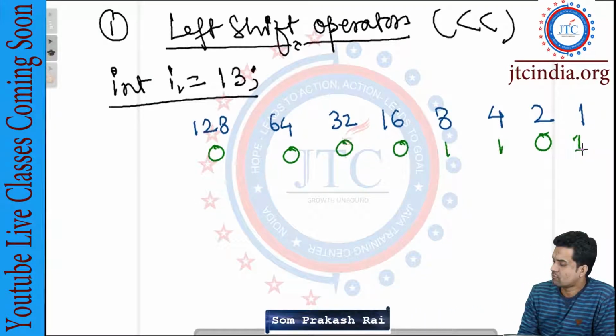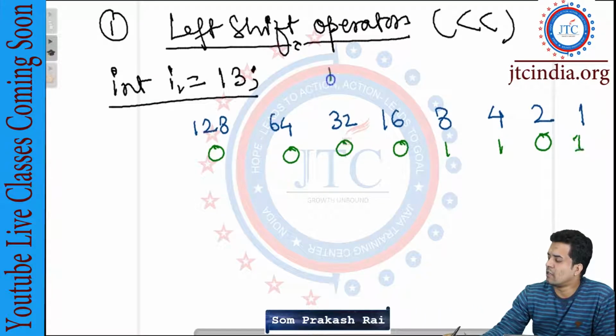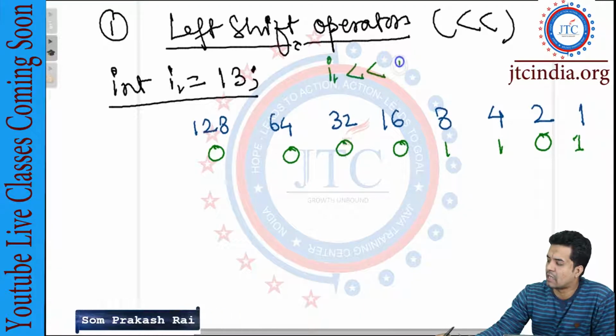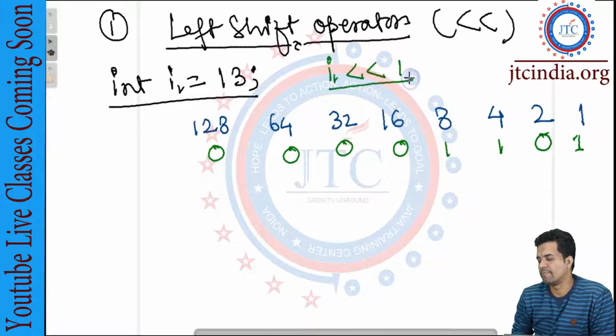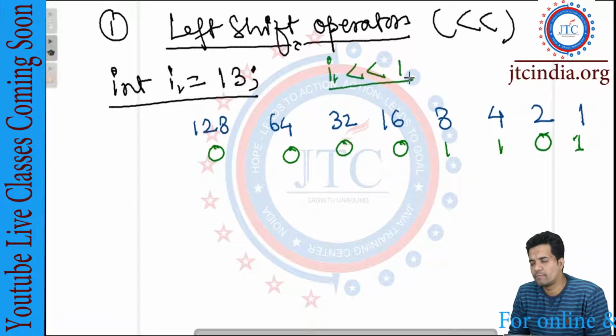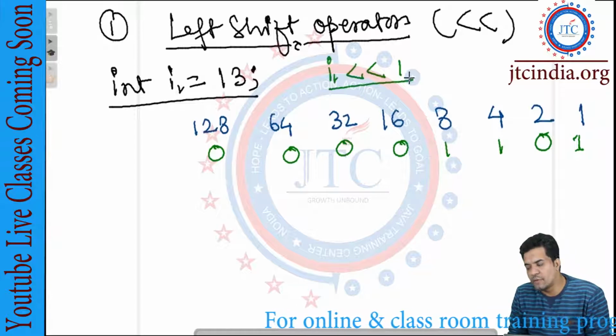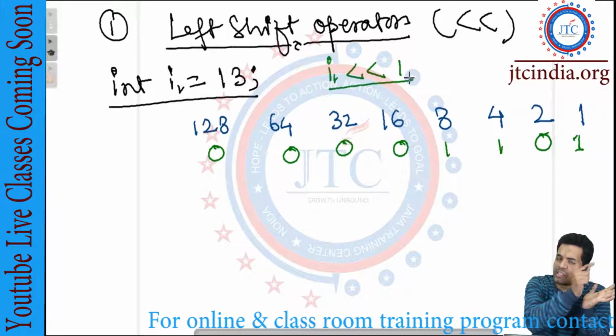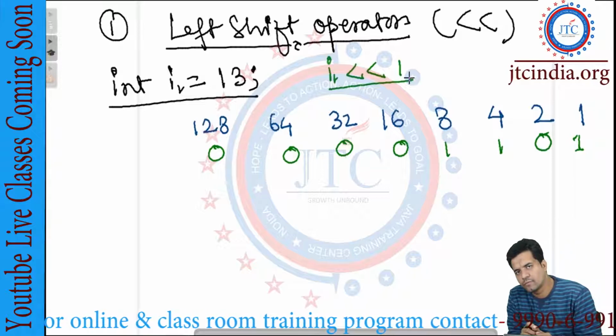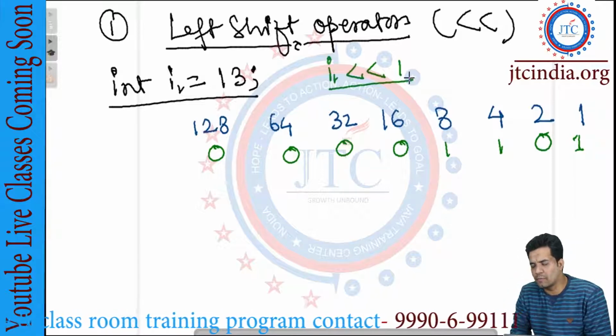So now, when I'm writing I1, what am I applying here? Let's say I'm applying 1. What does it mean? It means that this operator shifts the bits towards the left, a left shift by 1.